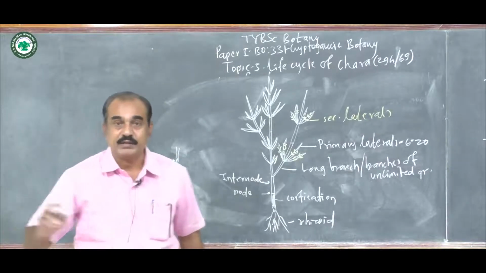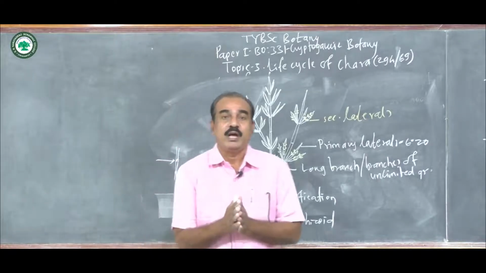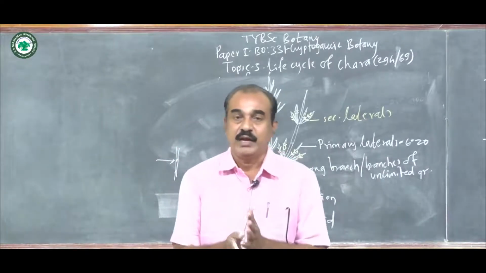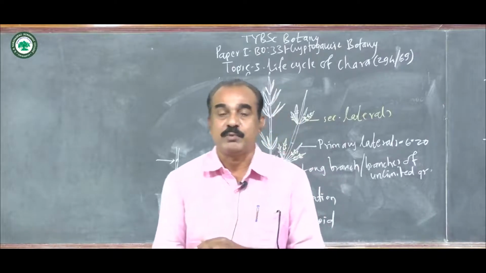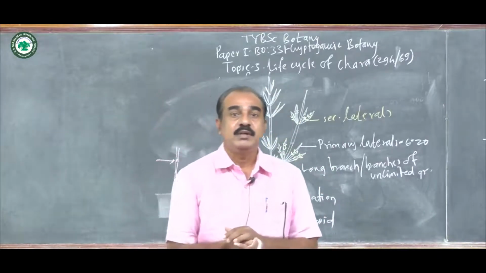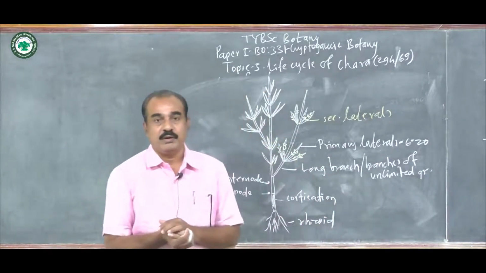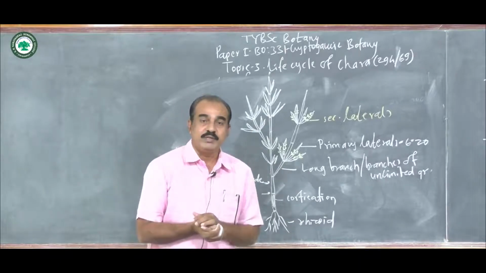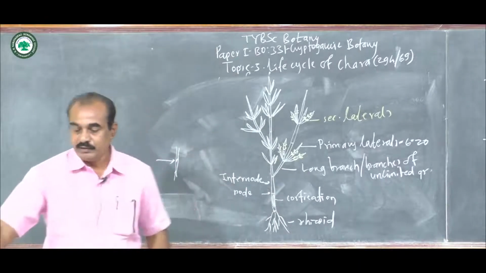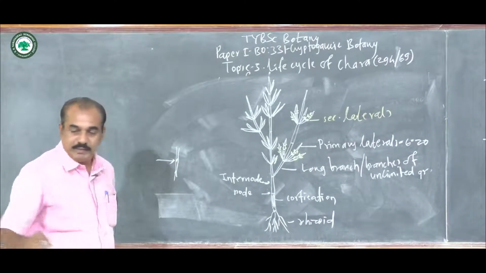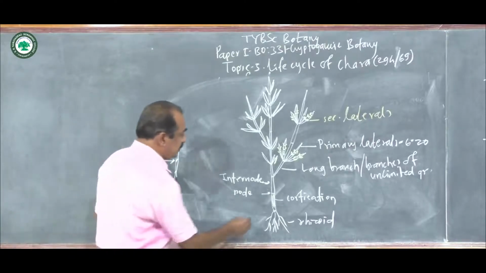They are uniseriate and they are important for absorption of minerals, and they are also important for vegetative reproduction. That means they develop the primary protonema, which is important for vegetative reproduction. Now the second part, that is the main axis. So this is the main axis.